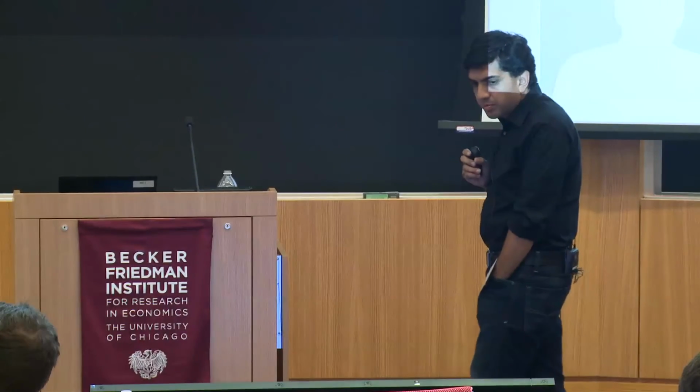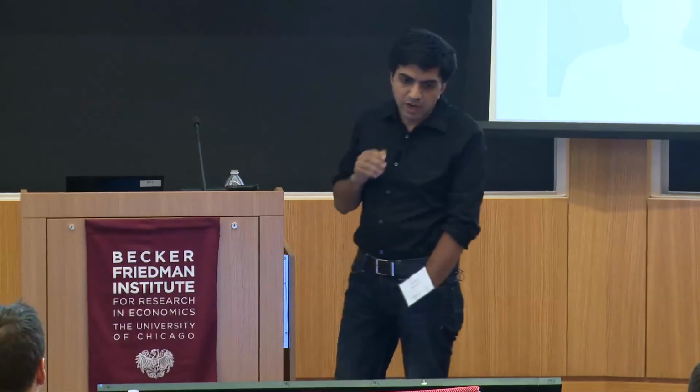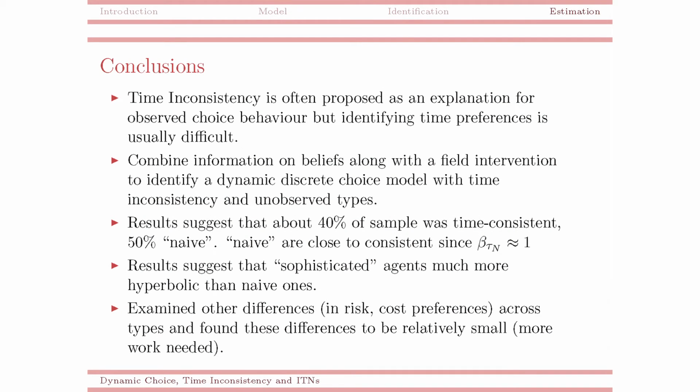So just to give you a brief summary of what we did in this paper so far: time inconsistency is often proposed as an explanation for observed choice behavior. But identifying time preferences is fairly difficult, especially with the conventional kinds of data that we collect, even when you have the freedom to collect your own data. What we tried to do in this project was to collect information on beliefs about the efficacy of insecticide-treated nets along with other information. We combined this with a field intervention. And we used these additional bits of information along with a lot of structure, namely a dynamic discrete choice model with time separable utility and all of that. But the addition of this information along with this structure allowed us to point identify the time preference parameters separately, in particular the exponential as well as the hyperbolic parameter.